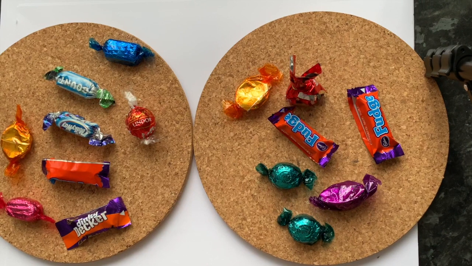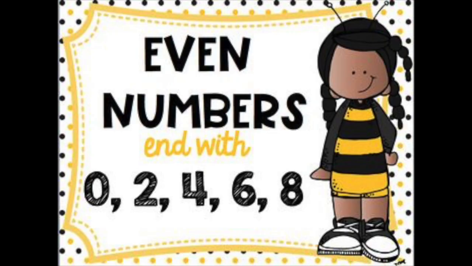It's because 15 is an odd number. It has to be in the 2 times table to be able to share between 2 groups. So it has to be an even number. It has to end in 0, 2, 4, 6 or 8, and then you'll definitely be able to share it between 2 groups.